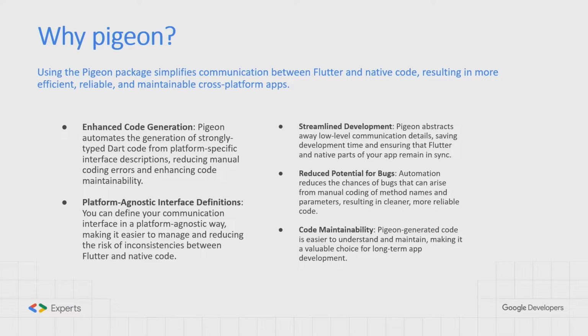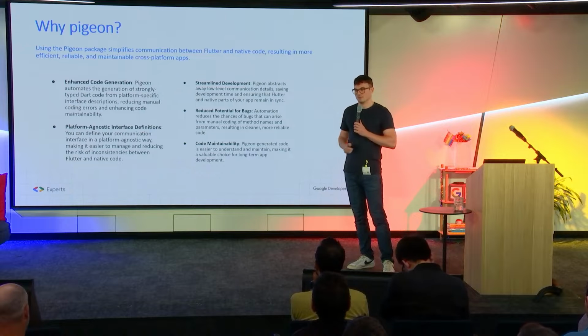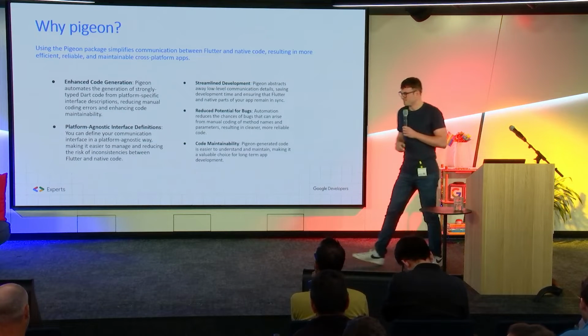Streamline development: if we have a team and we say we're going to use Pigeon, everyone knows how to use Pigeon. It generates a lot of the boilerplate for us, so there's not really going to be many hiccups, you'd hope. Reduce potential for bugs, I sort of went over that. And code maintainability is very much easier. Well, that's one of the main things. Having a maintainable code base is very important.